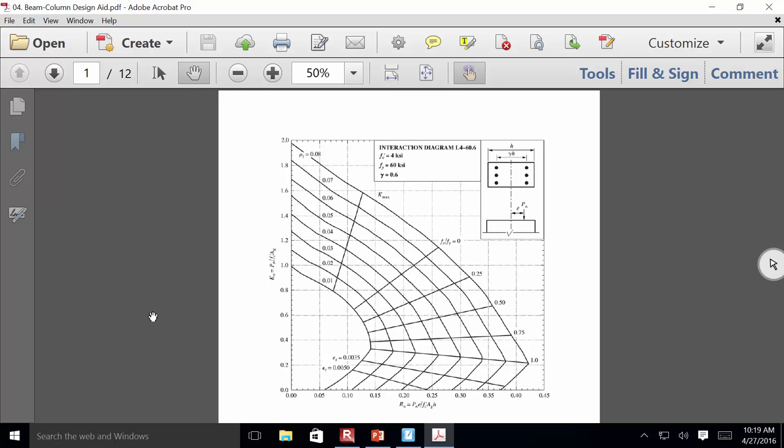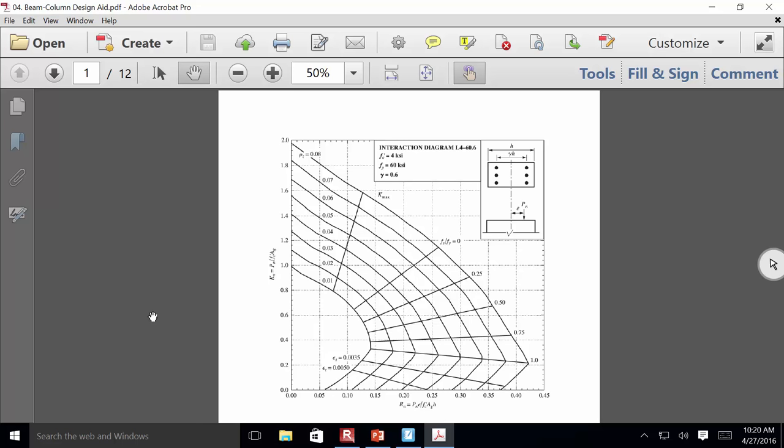So here's how these graphs work. You compute what's called a KN value and an RN value. KN is sort of a dimensionless parameter that tells you how much, I guess what I'll call percent axial load is there on the section. So if your KN is like 0.5, you're 50% of the way between the load and f'c Ag is basically what that's saying. So KN is your dimensionless parameter related to the axial load. RN is the dimensionless parameter related to the bending moment. So what you'll do is calculate a KN and an RN.